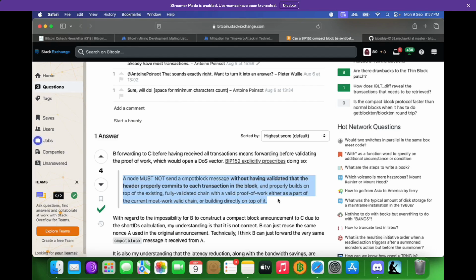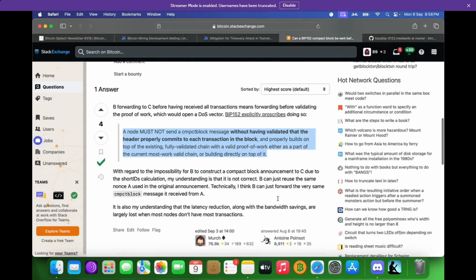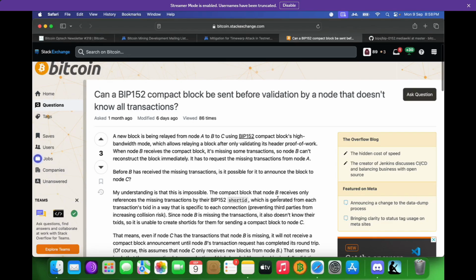So you cannot further relay a compact block unless you have all the transactions in that compact block. If you have some missing transactions, you will have to ask for them. Once you have all those missing transactions, you will have to validate that the header is valid. The header will be valid only if the Merkle root in the header commits to all the transactions in the block. And once you're sure that the header is valid, then you can further propagate the compact block. This is what the question is all about, and this is what it answers.